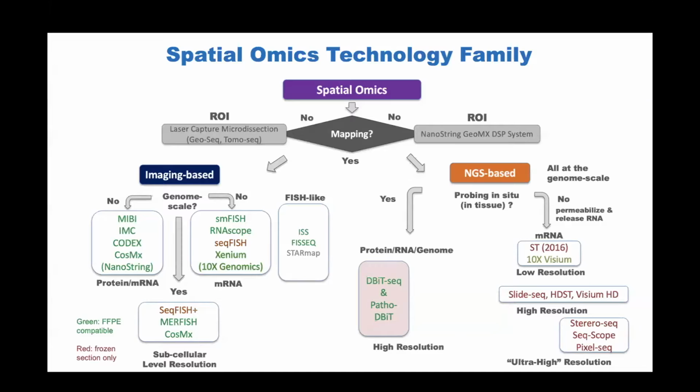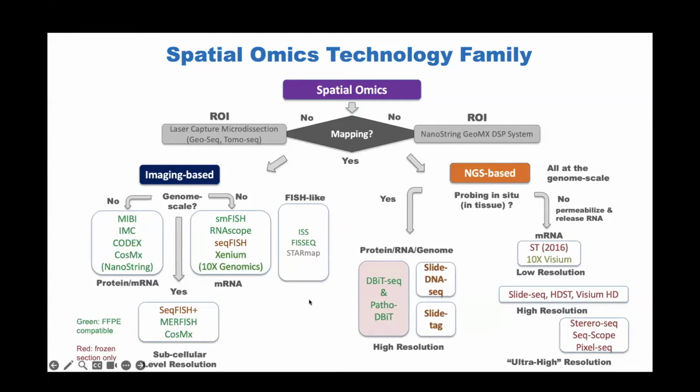And broadly speaking, there are two main directions of technology innovation in the space. One is based on imaging. I think you will hear from other speakers. And the other direction, which is what I'm going to focus on in my talk, is using high-throughput NGS sequencing to do spatially encoded analysis of either gene expression or other types of omics.